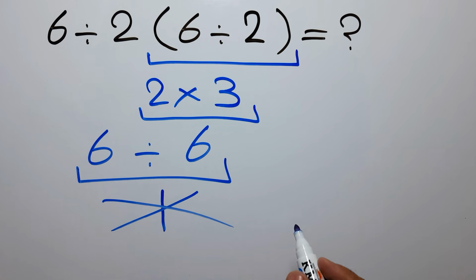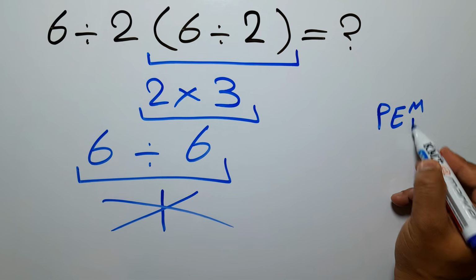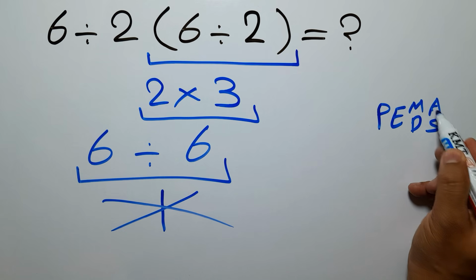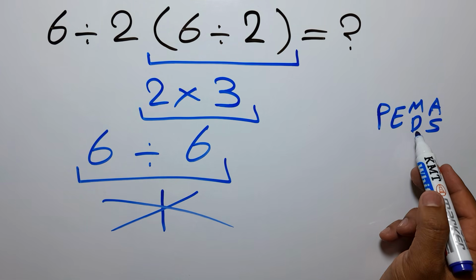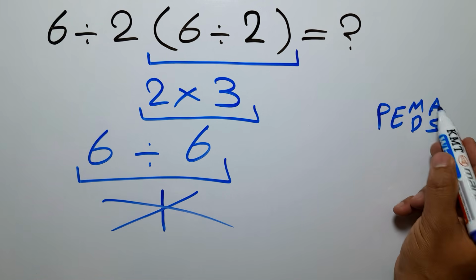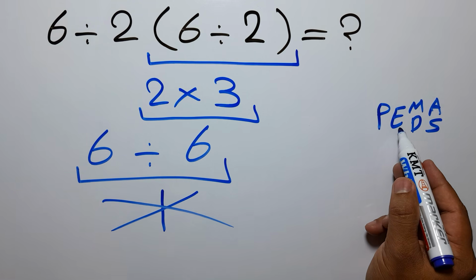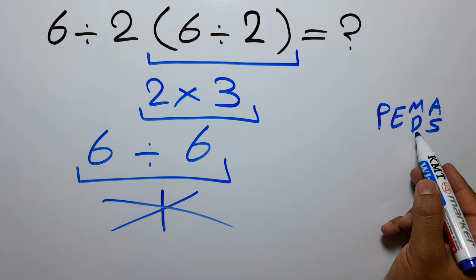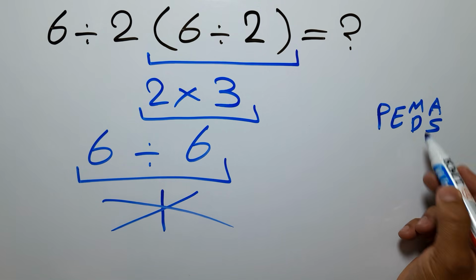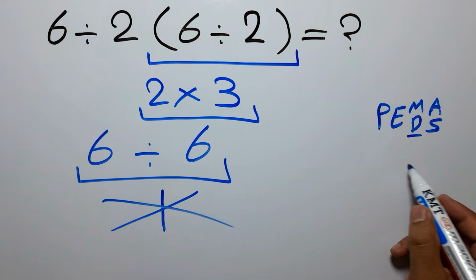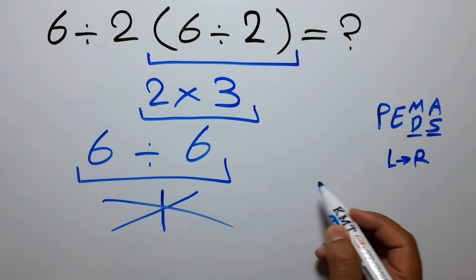Because according to the order of operations, which is PEMDAS, P stands for parentheses, E stands for exponent, M and D stand for multiplication and division, and A and S stand for addition and subtraction. First we have to do parentheses, then exponent, then multiplication or division, and finally addition or subtraction. Remember that multiplication and division have equal priority and we have to work from left to right. And the same applies to addition and subtraction.